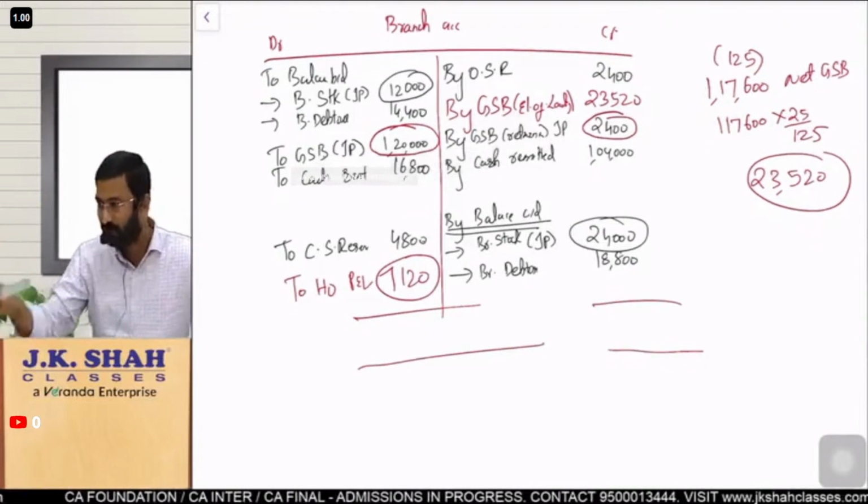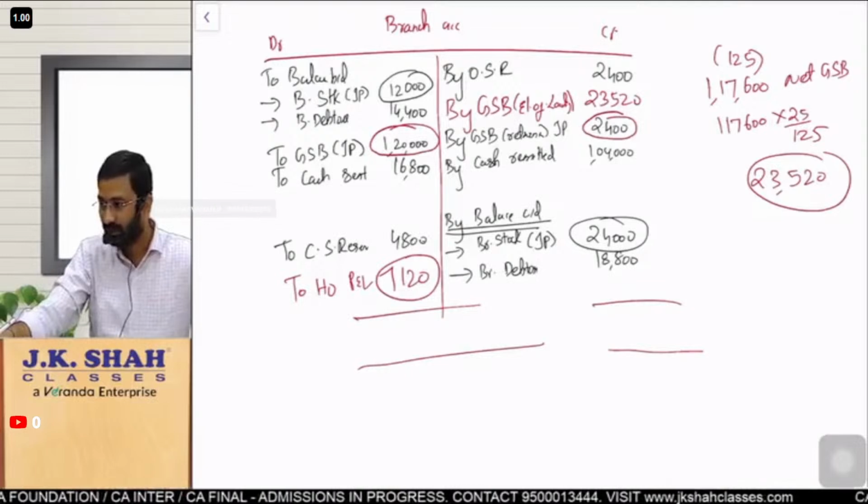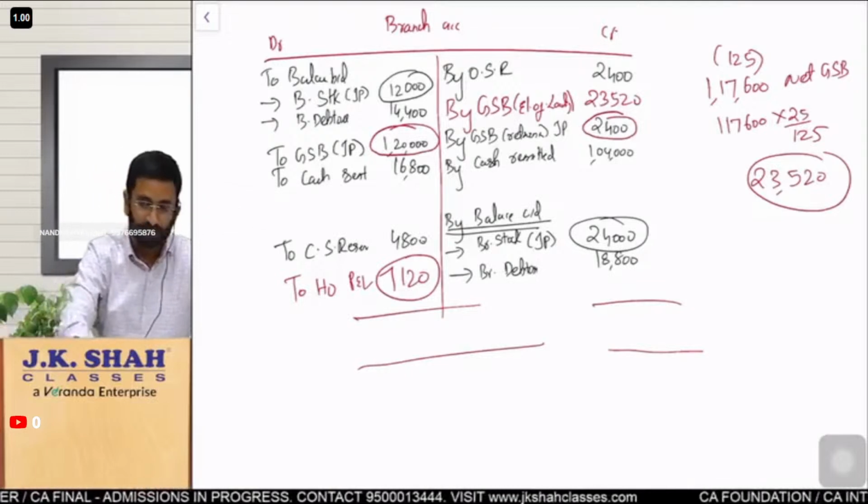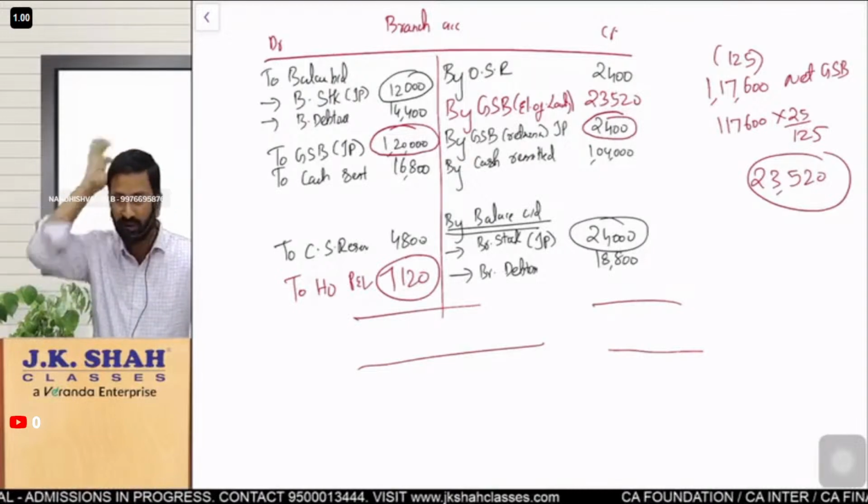Clear? Quick. Can you do it on your own, without seeing, please? 7,120. That's what you got.